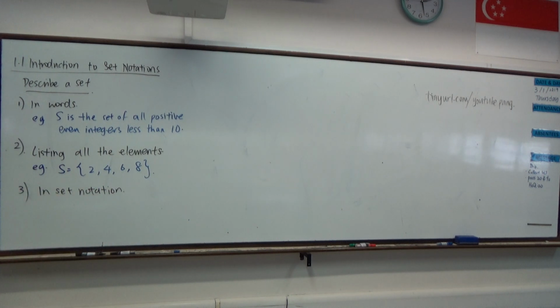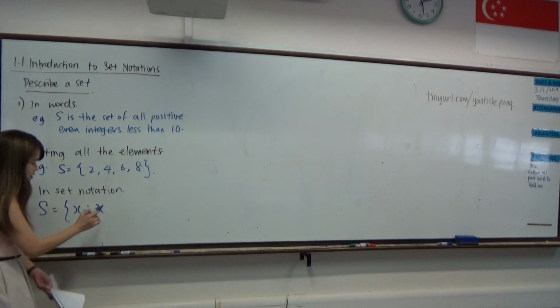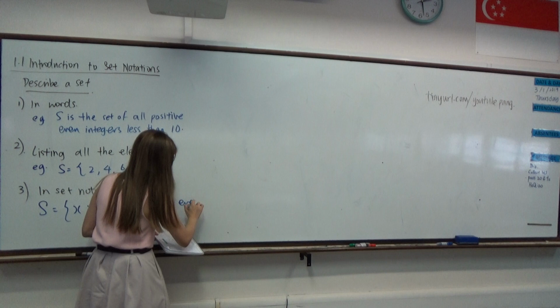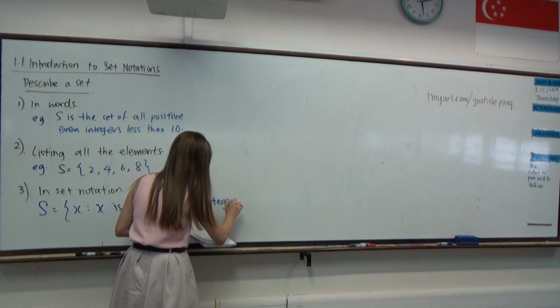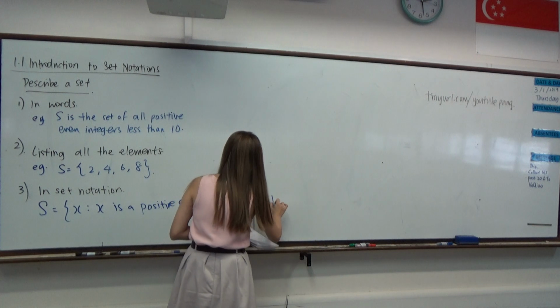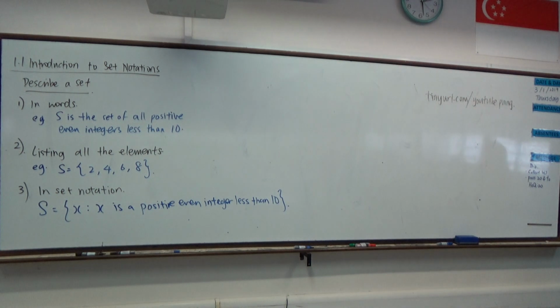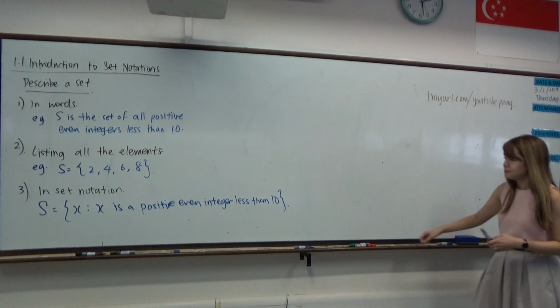And then another way, which I have not yet introduced, is by set notation. Taking the set to be S, you put an equal sign, then curly brackets as well. X represents the elements found in the set. Then the two dots represent "such that": X is a positive even integer less than 10. This is an alternative notation, but we rarely see it being used now.